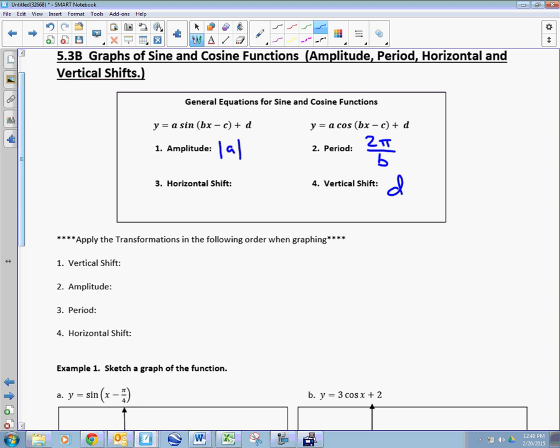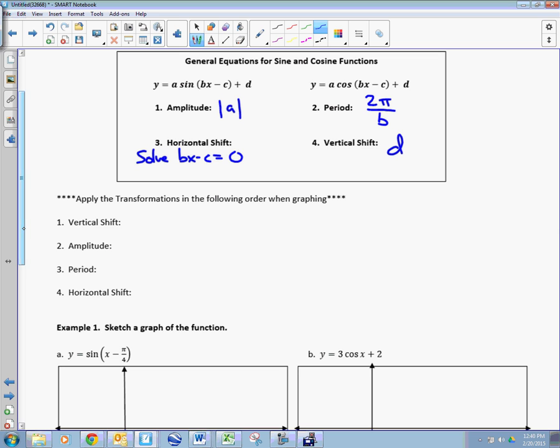In order to do the horizontal shift, I have to look on the inside, specifically at Bx minus C. And what I do is I solve Bx minus C equals 0. And that does, in fact, tell us our horizontal shift. Now, I apply the transformations in a different order.